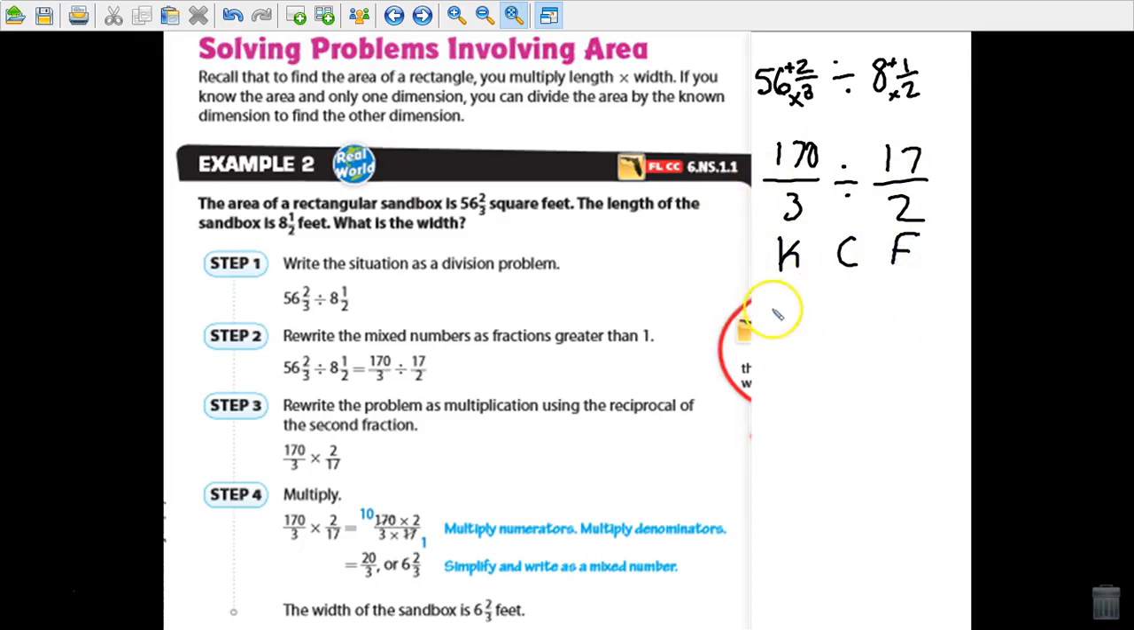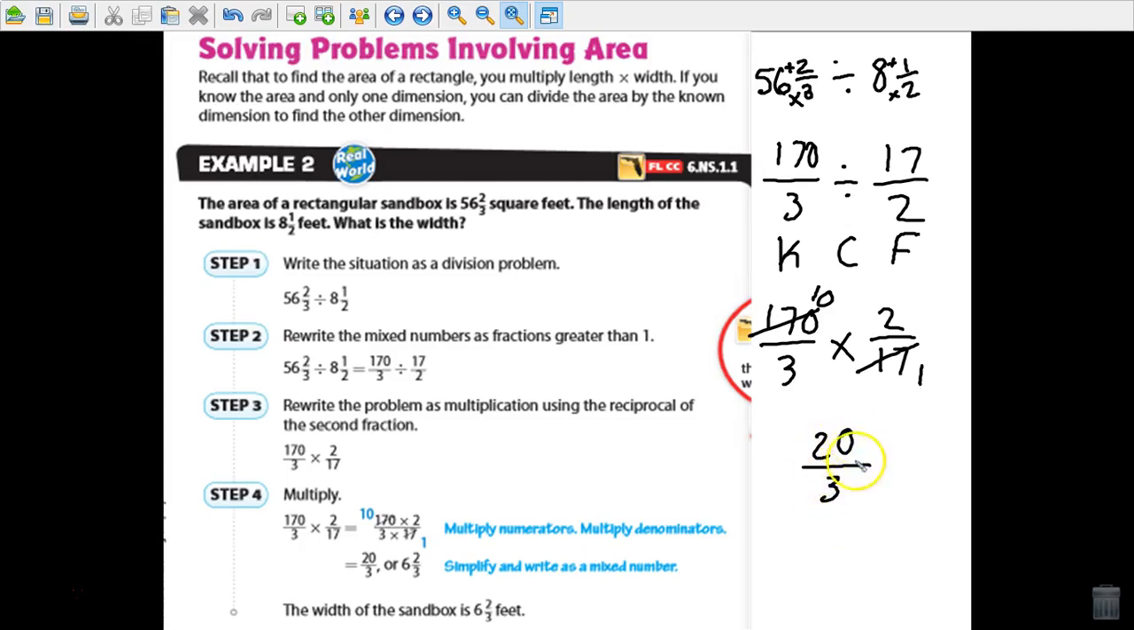Okay? So we keep our 170 over 3. We change division to multiplication, and then we flip the 17 over 2 and make it 2 over 17. Class, GCF, I can clearly tell this without cheating. GCF between these 17. That becomes a 1. This becomes a 10. Okay? 10 times 2, 20. 3 times 1, 3.